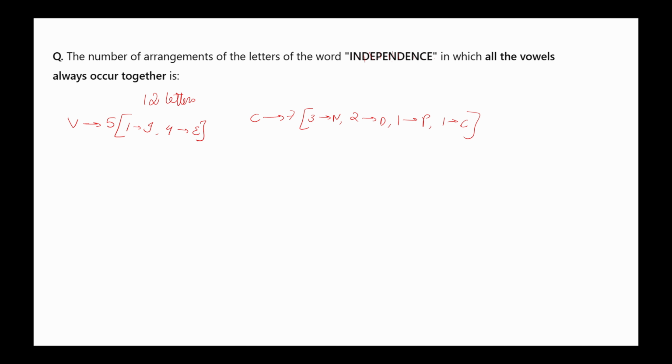Now what have they told us? They've told us to find the number of arrangements of letters in which all vowels always occur together. So what am I going to do? I'm going to consider all vowels to be in one single bag, I'm going to group them. So if I group them, I have I and E here, E is like 4 times basically. So this is my one distinct object now. I have N, I have D, I have P, I have C. These are all going to be considered one object each. So 1, 2, 3, 4, 5.